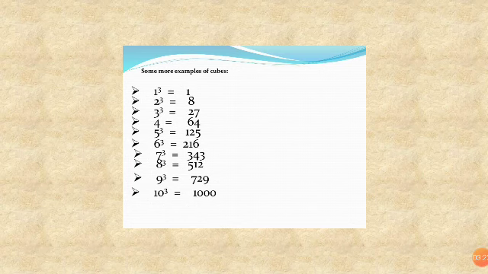So the cube root of 27 is 3 because 3 cubed is 27. So 1 cubed equals 1, 2 cubed equals 8, 3 cubed equals 27, 4 cubed equals 64, 5 cubed equals 125, 6 cubed equals 216, 7 cubed equals 343, 8 cubed equals 512, 9 cubed equals 729, 10 cubed equals 1000.